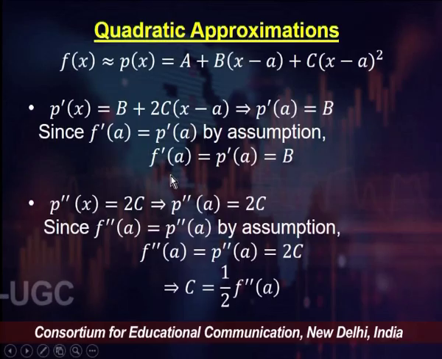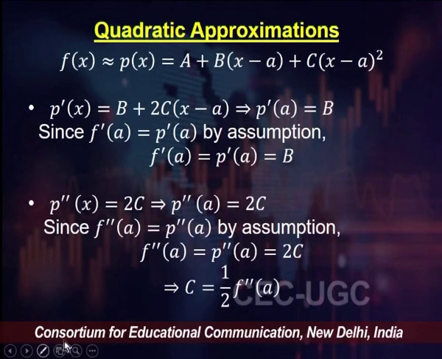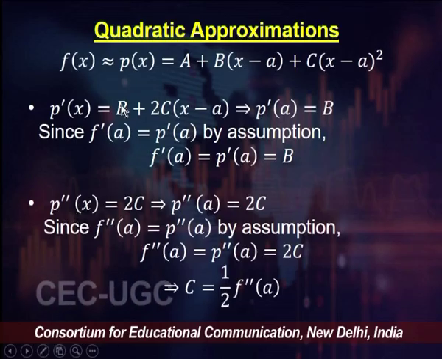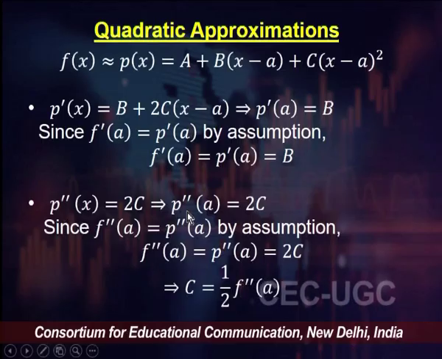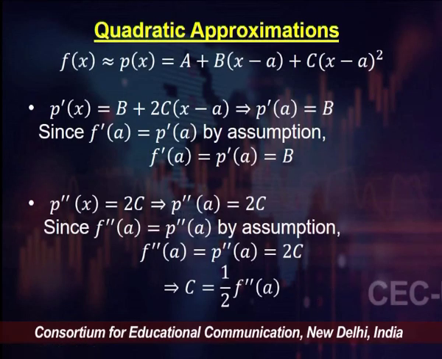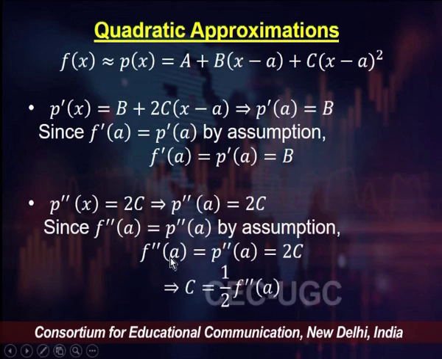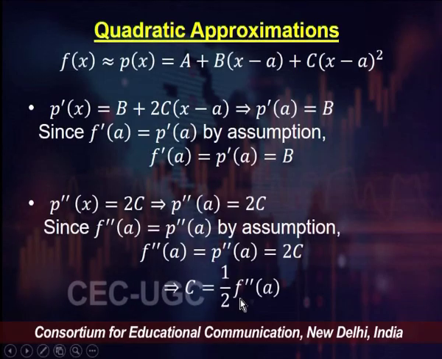Ultimately, we are going to be expressing these coefficients in terms of calculations that we get from the original function. Similarly, the second derivative of the polynomial with respect to x is 2 times C, right? If I differentiate this again, I get 2 times C, which is also to say that p double prime at a is 2C, and because by assumption p double prime at a is equal to f double prime at a, I have 2C equal to f double prime at a, and this in turn implies that C in terms of the original function is equal to half times f double prime at a.